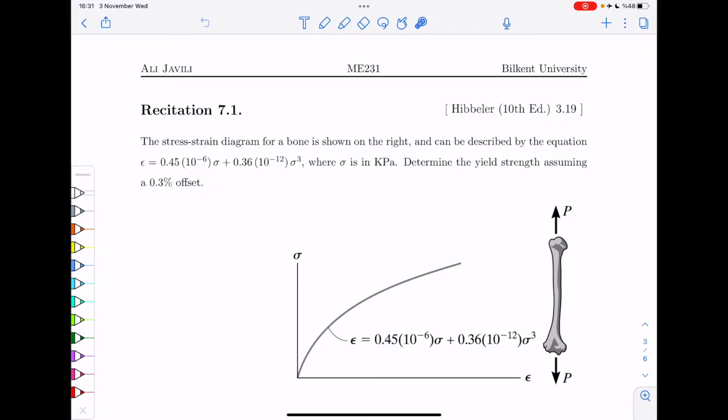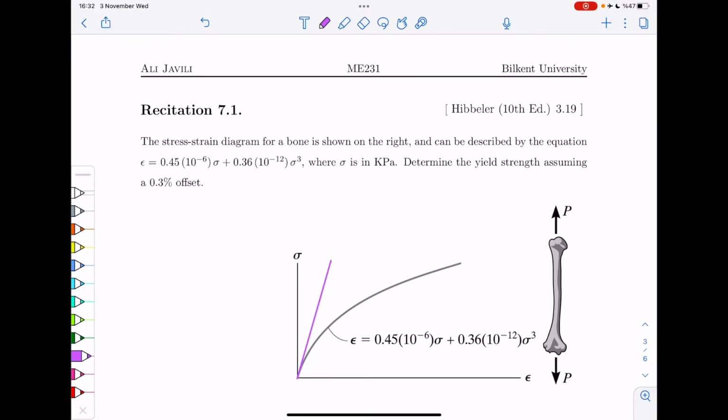And then for this particular example, let's say sigma is in kilopascal. You are asked to determine the yield strength assuming a 0.3% offset. What does that mean? That means if you have the modulus of elasticity, so let's say if this thing was linear, right? At the beginning it's linear, right? So you would have this line, this is at the beginning. Let me just draw it better. So this is your straight line.